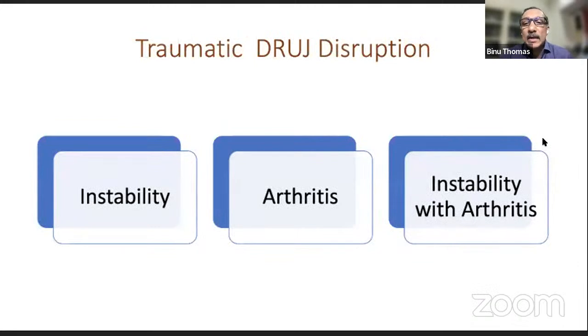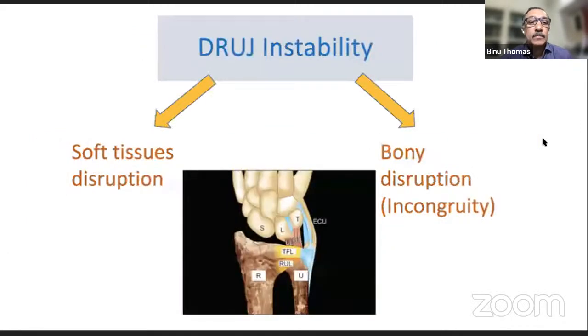The types of injuries can be simplified into instability, which can include the soft tissues. Instability also can be because of incongruity of the bony parts, and the instability and incongruity can lead to arthritis at a later stage, or instability and incongruity with arthritis. So this sums up the problems that can occur in a distal radioulnar joint: the soft tissue disruptions, as I mentioned before, and bony disruptions or incongruity.